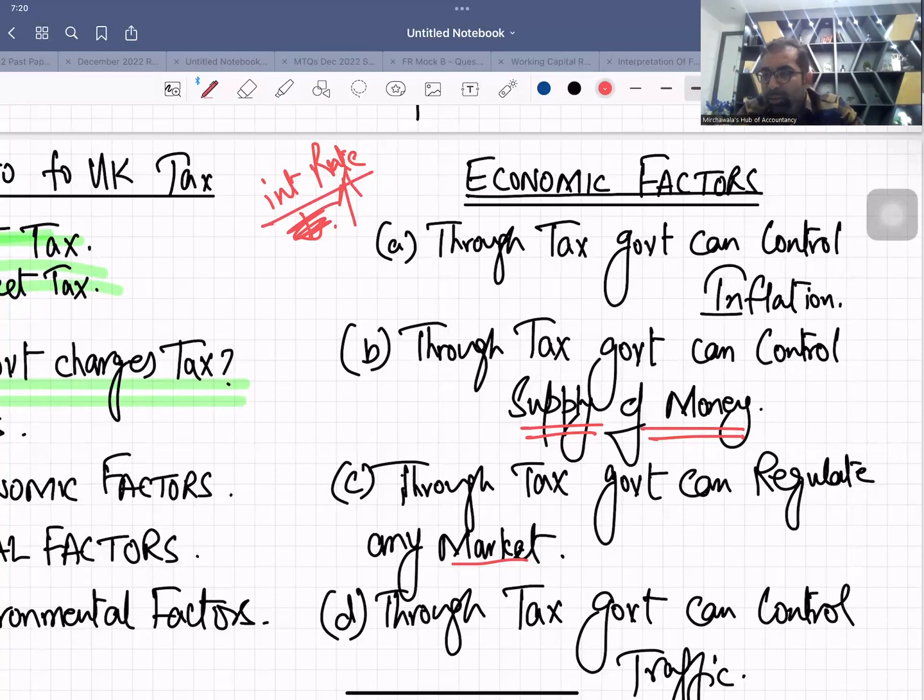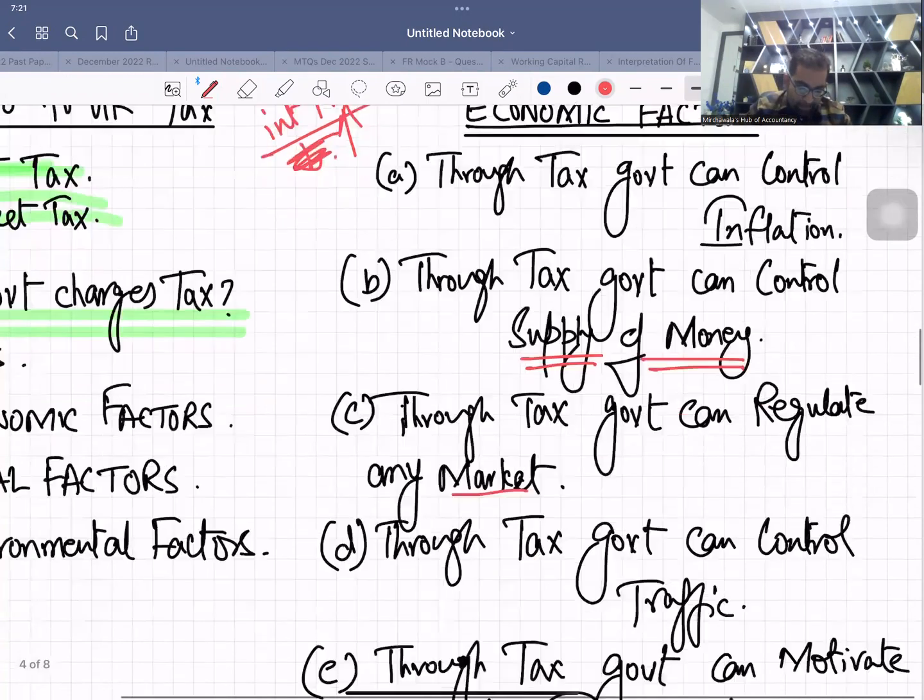Now what I have written, through tax, government can control supply of money. Now listen, look here.